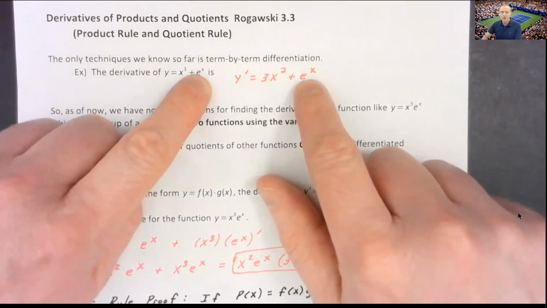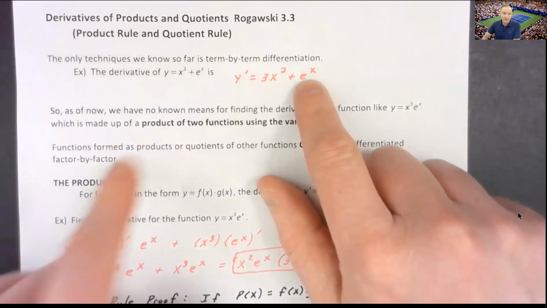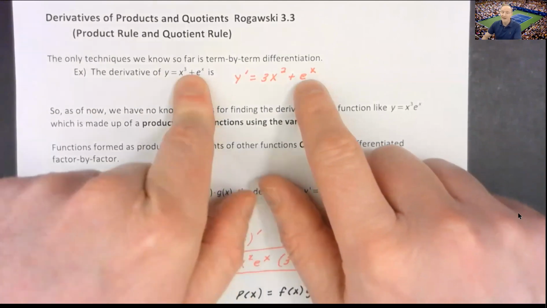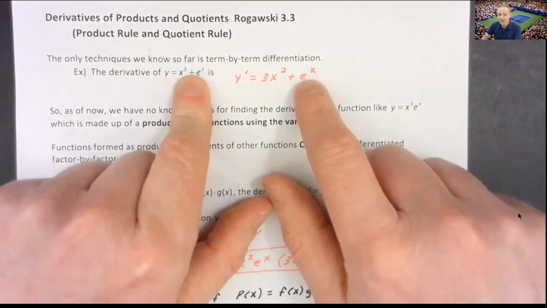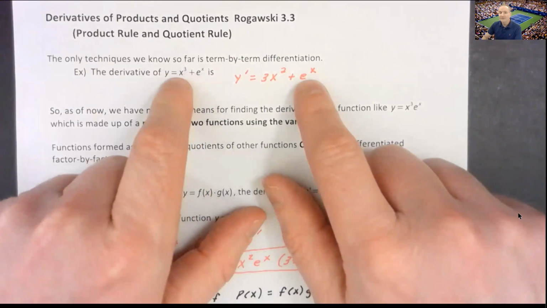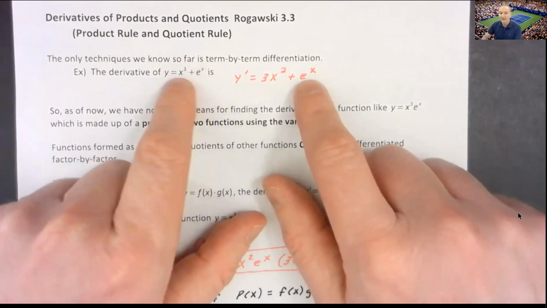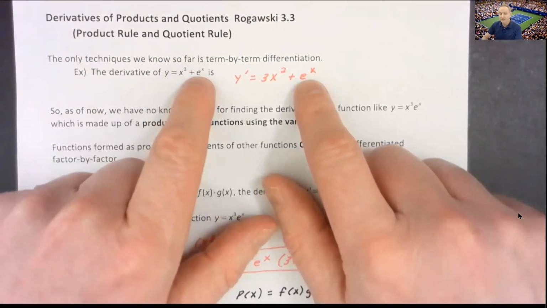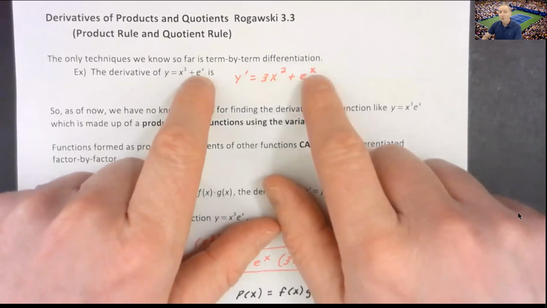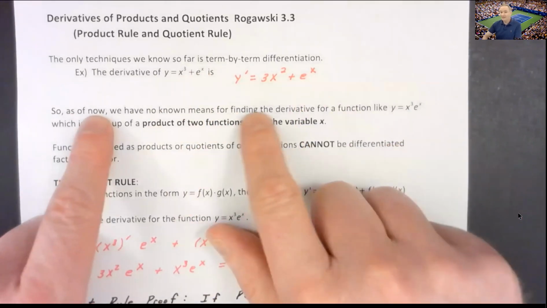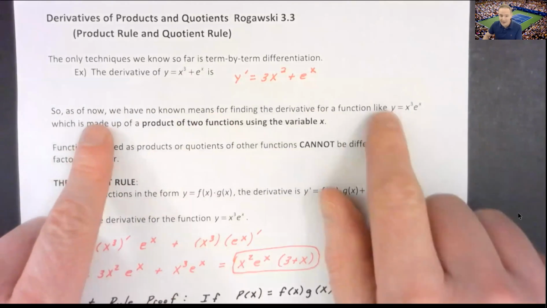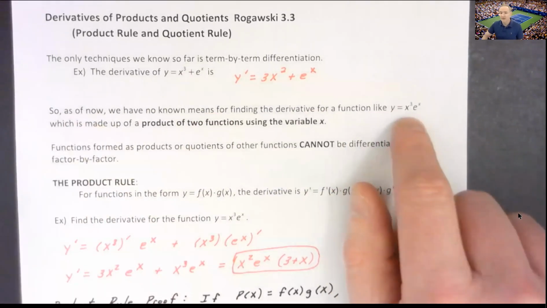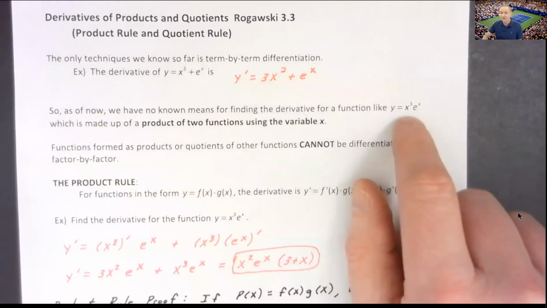Okay, so we get the derivative of a function like this, but right now we're extremely limited in that we have to have all of the terms out individually by themselves before we can take the derivative. What I mean is that as of now, we have no way of taking the derivative of something like x cubed times e to the x.